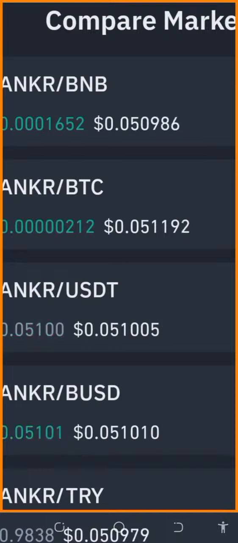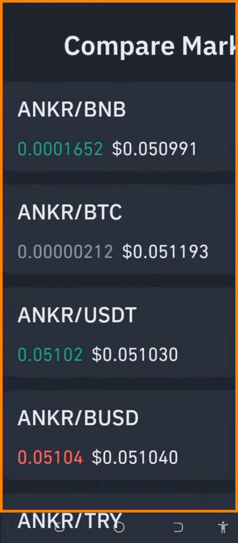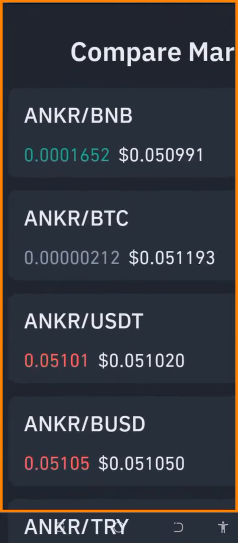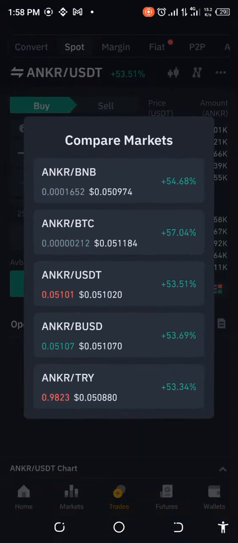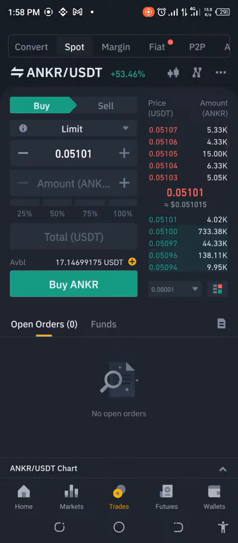I'm just trying to let you know that this market is not stable at all. It is very, very volatile. So what I'm trying to do is get this ANKR on the USDT market at 0.0509 and sell it on the BTC market for 0.0511, because as you can see, it's just flipping and flopping. So we can actually do that. Let's go to the USDT market first. Let's see what we have there. We have 0.0510. I'm going to take that down to 0.0509.